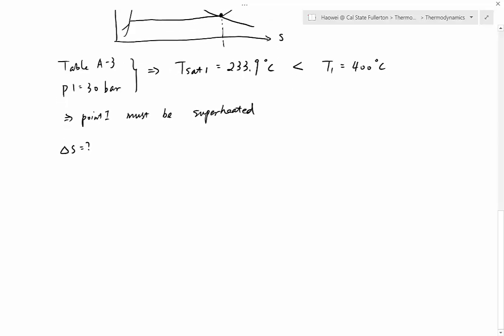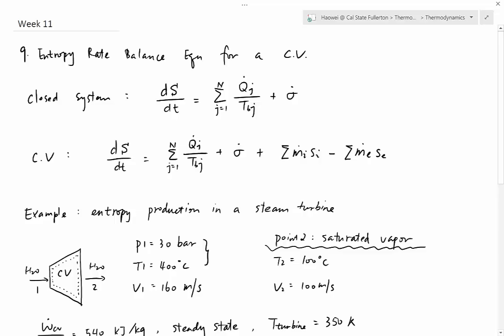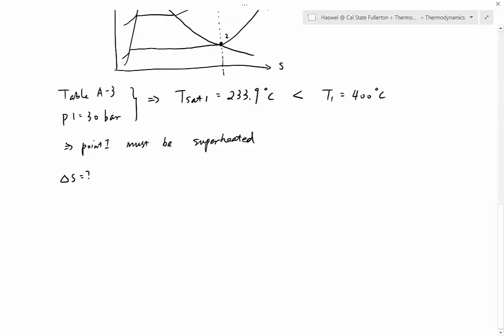We can start from the entropy rate balance equation, but make sure you choose the longer one because we have two versions. Take a look here. The short one is for a closed system, and the longer one is for a control volume. And in our case, we do have a control volume, so we choose the long version.